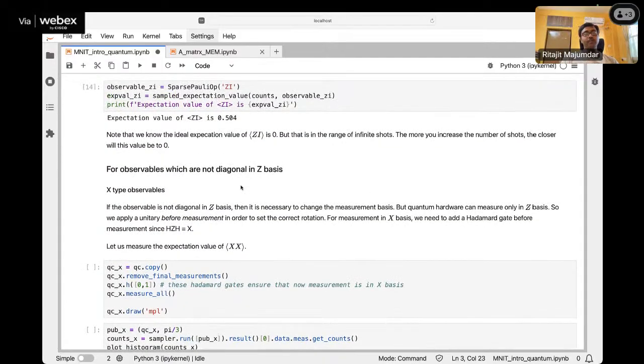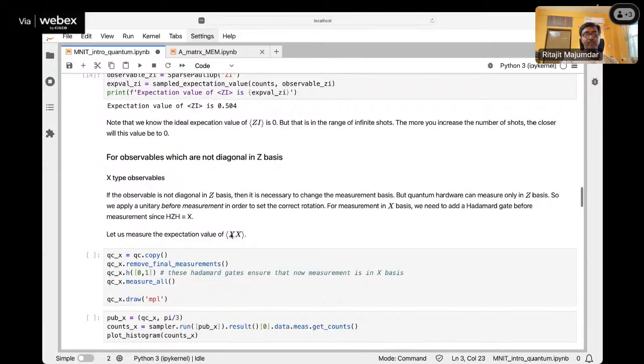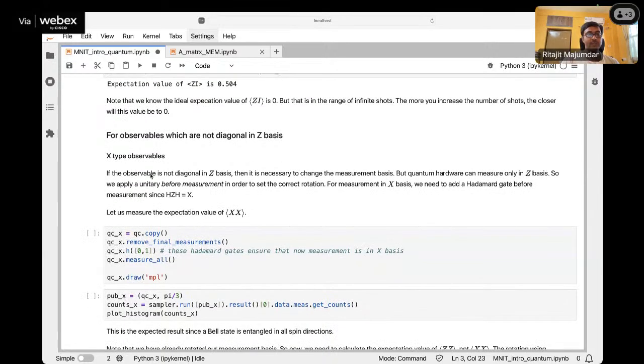Now let's come to a second question. Let's say that I want to measure the expectation value of XX. What does it mean actually to measure the expectation value of XX?